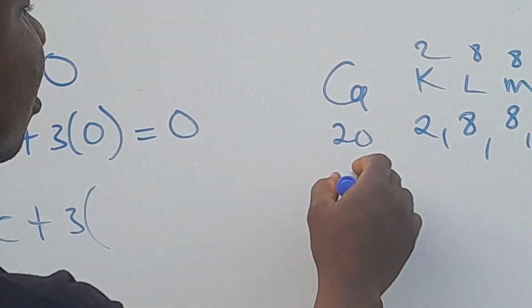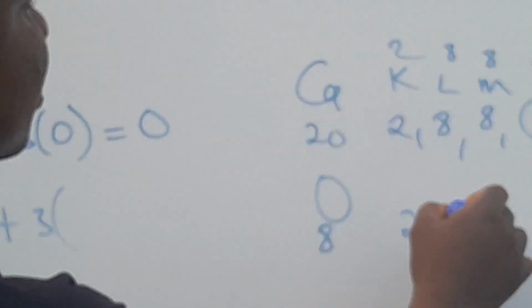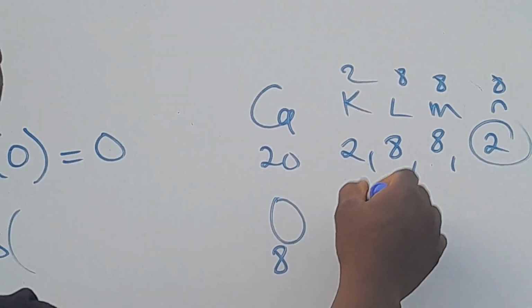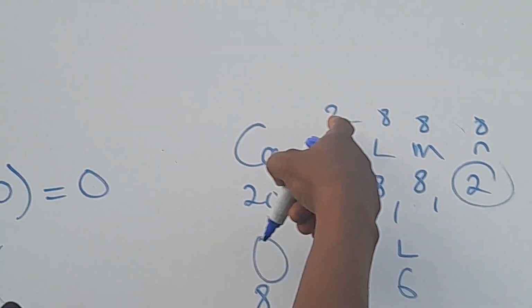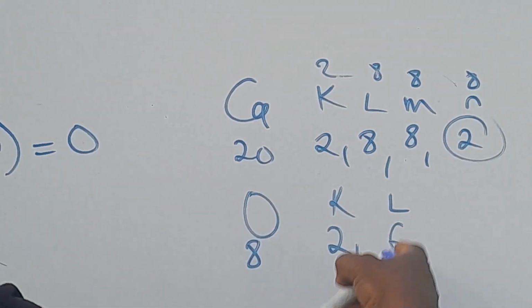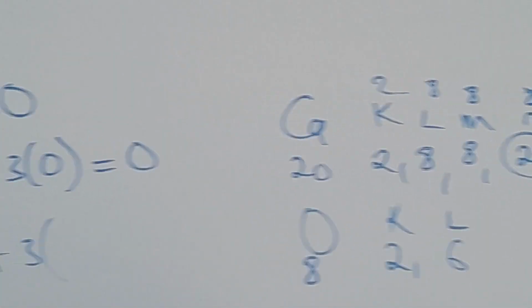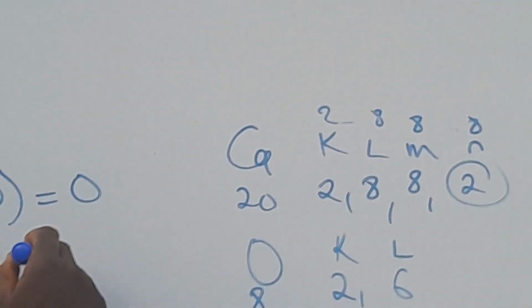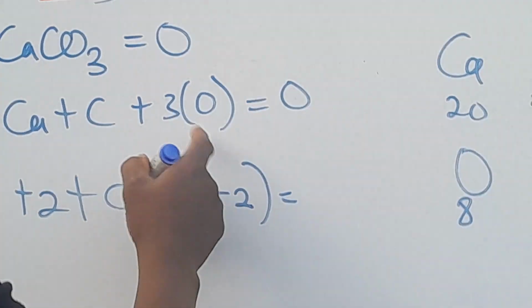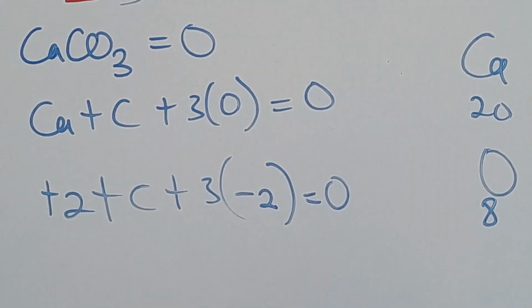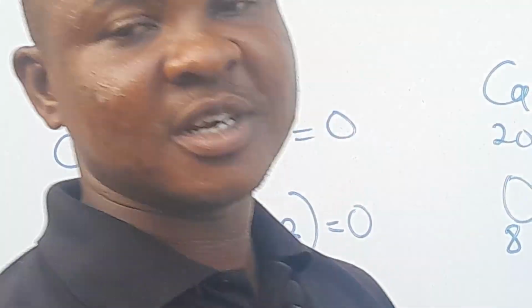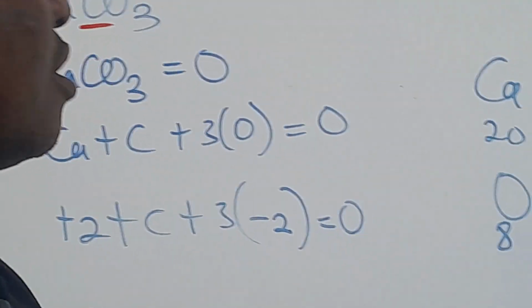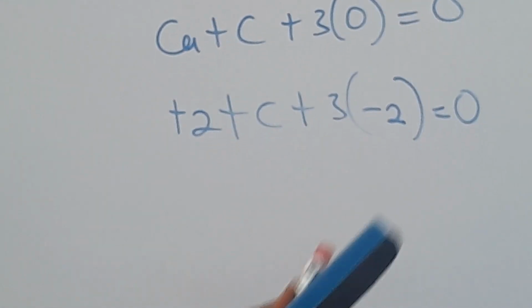What's going to be for oxygen? Oxygen is 8, that's 2, 6. Remember, this is the K shell, this is the L shell. The maximum number is 2, then the maximum number is 8. So we have 2 electrons lacking, so we are going to have minus 2 to make it up to 8. That's how we arrive at that. If you want me to do a topic on that, please leave a comment in the comment section below so that I'll do a topic on the periodic table.